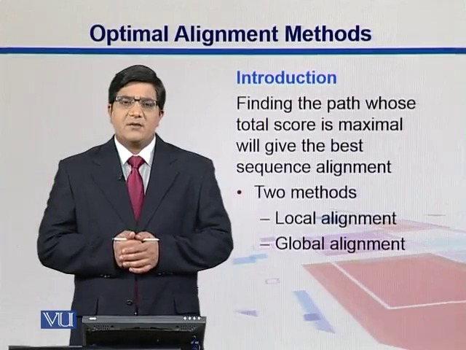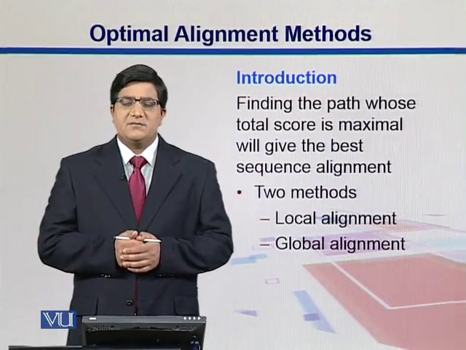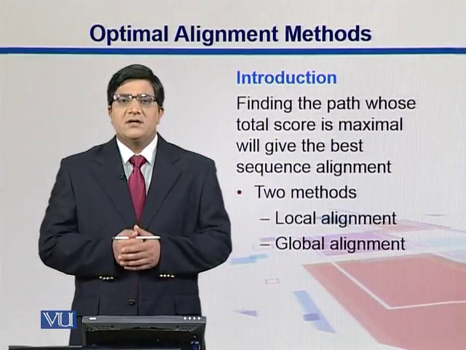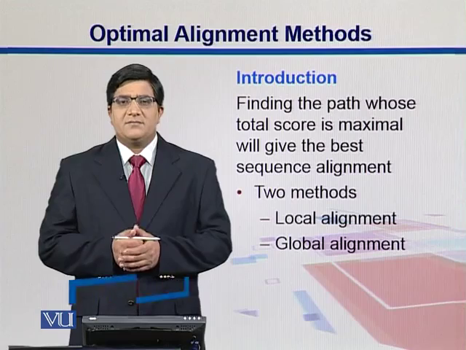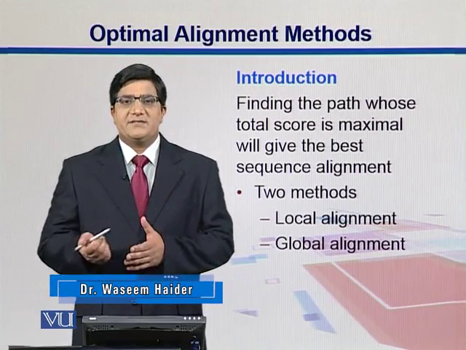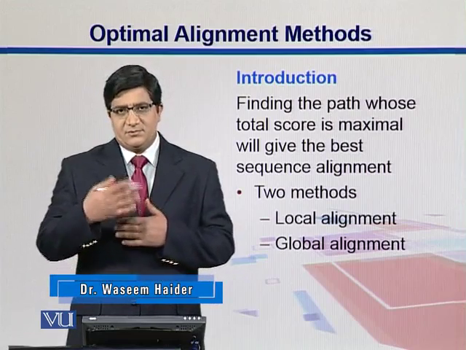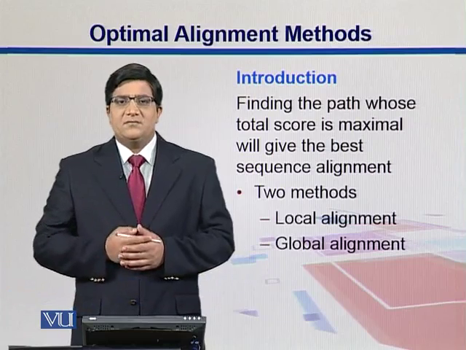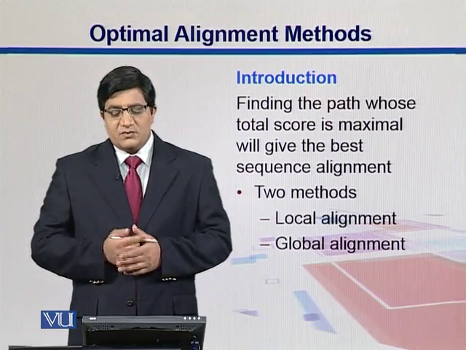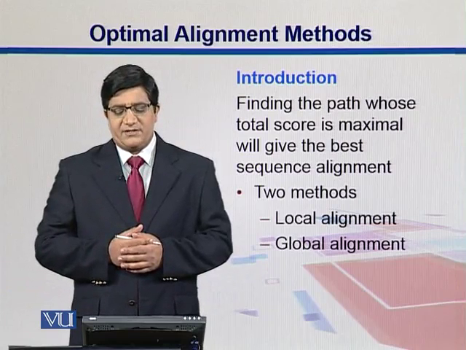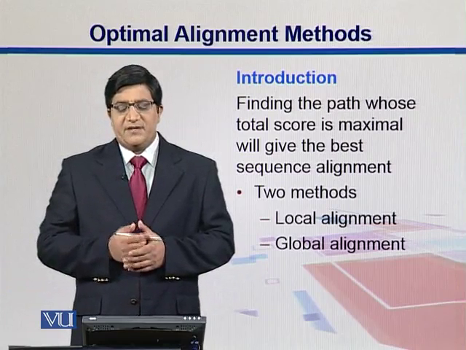Let's look into these optimal alignment methods. When we say optimal, that gives us some optimum scores, and we can have some optimal alignment also, but it may not be the exact one. That can be the best up to that particular scenario or up to what resources we have. So the objective is finding the path whose total score is maximal, and it will give the best sequence alignments.